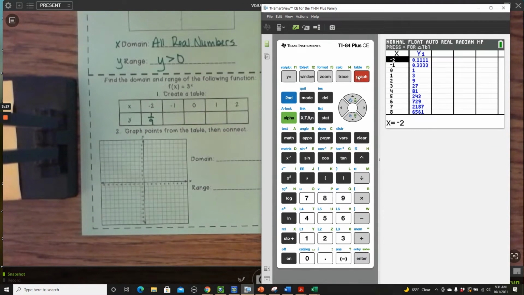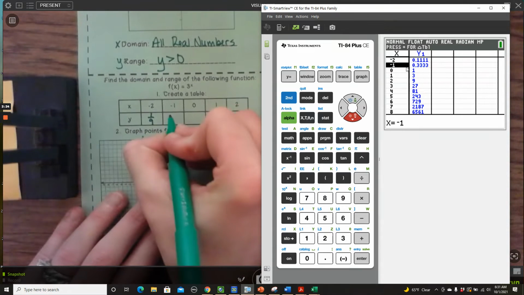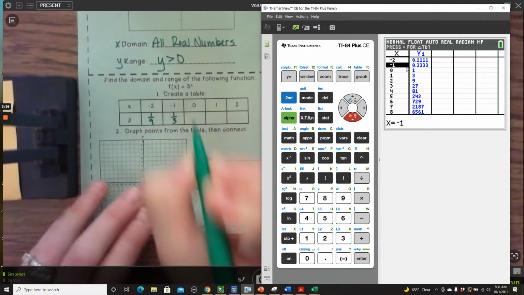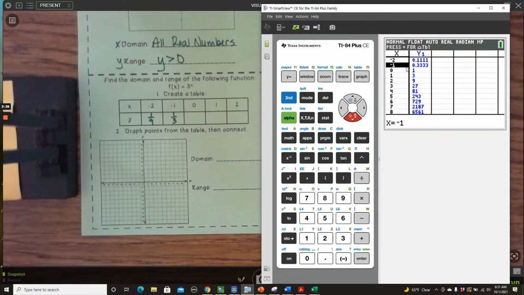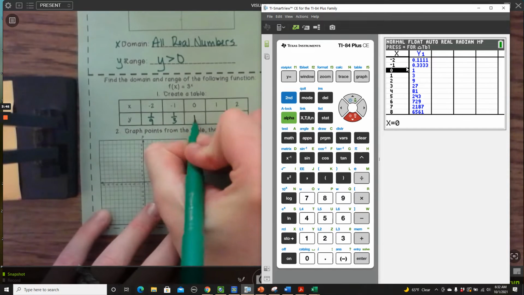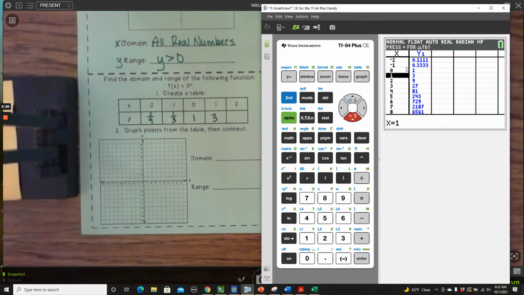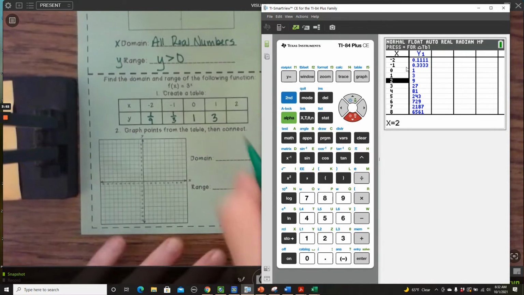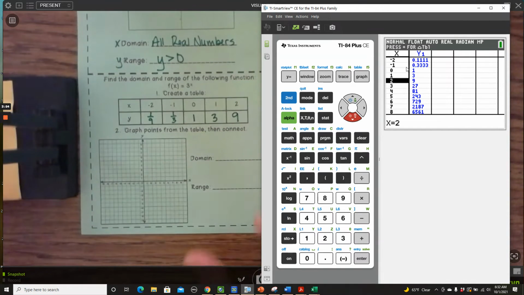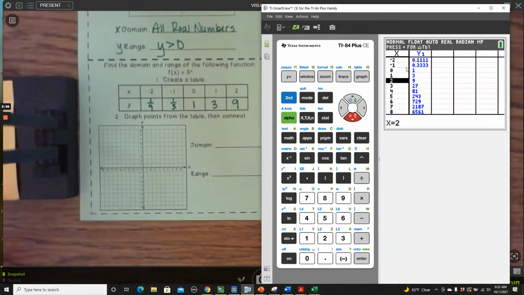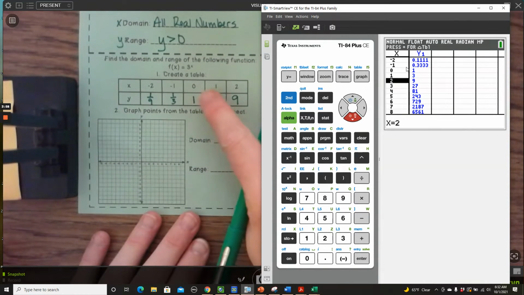Back to the table. Where x is -1, we've got 0.3 repeating, and I know that 0.3 repeating is a third. It is really handy to learn some of the more common decimal conversions to fractions; it makes your life easier. Where x is 0, y is 1. Where x is 1, y is 3. And where x is 2, y is 9. Now I'm going to graph the easy points here, just where x is 0, 1, and 2.